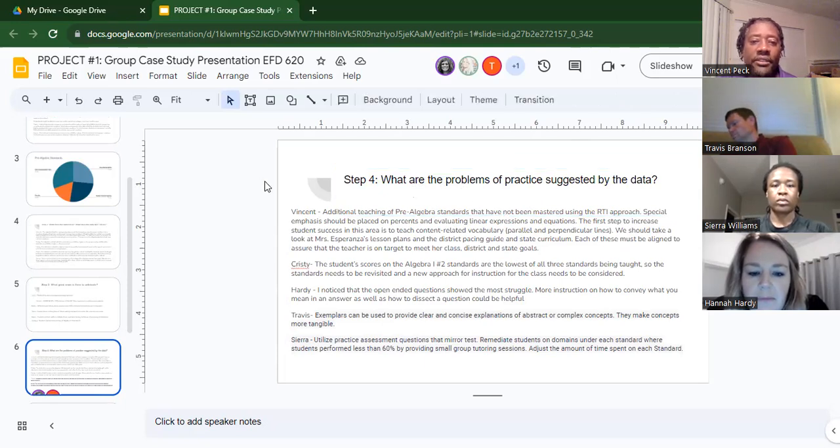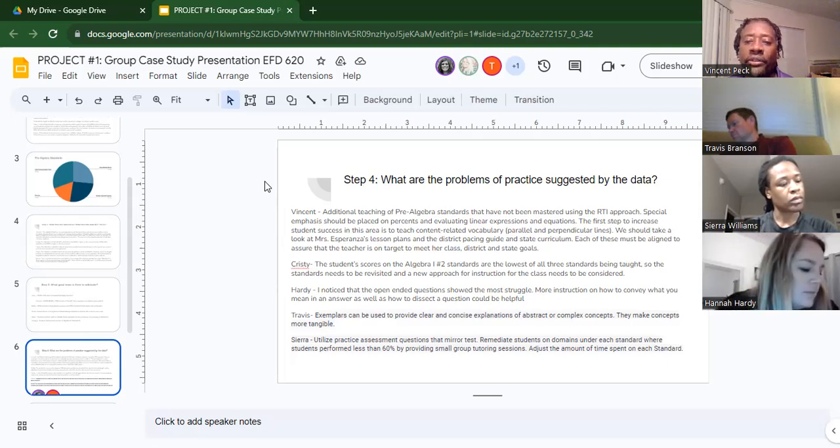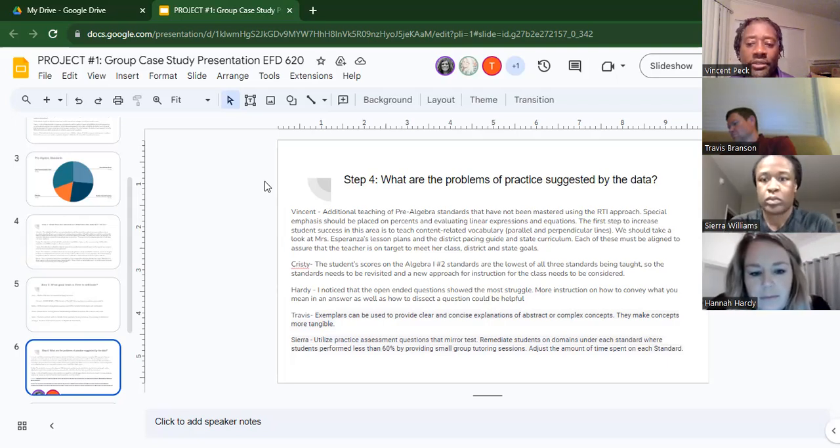So additional teaching of pre-algebra standards that have not been mastered, especially using the RTI approach. Special emphasis should be placed on percents and evaluating linear expressions and equations. Notice I put emphasis on evaluating linear expressions and equations because that is what they were pretty much weak in across the board as far as open-ended and short answer questions, should I say.